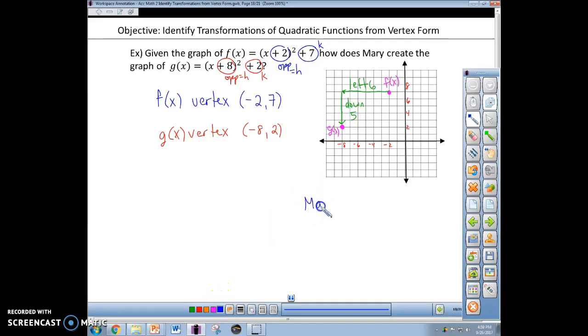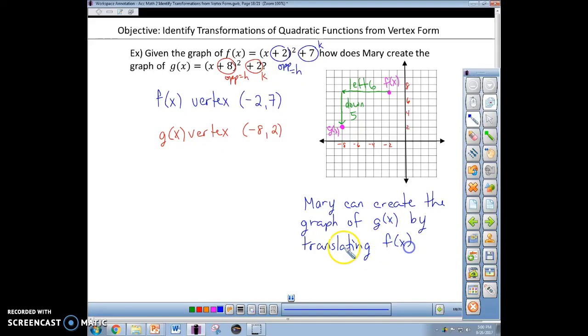So Mary can create the graph of g of x by translating f of x left 6 units and down 5 units.